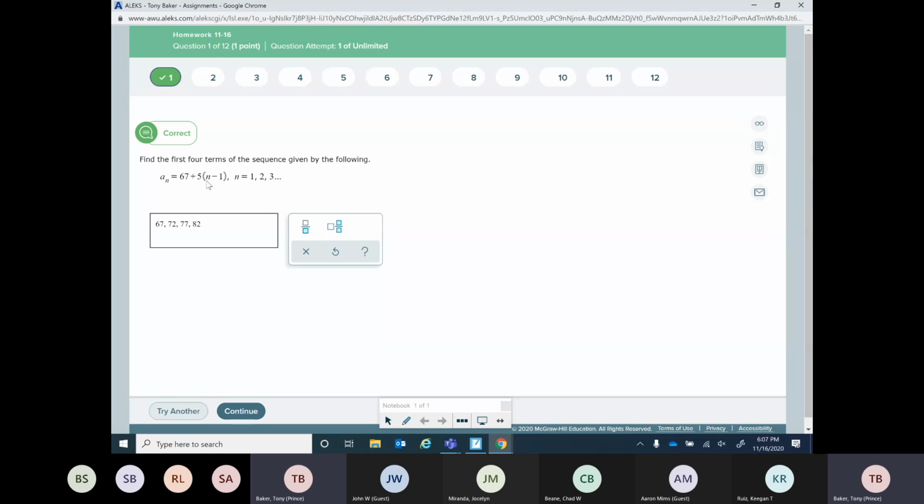So that's your starting number. That's your difference. Or if you think about it in terms of slope-intercept form of an equation, that's your y-intercept and that's your slope. These are arithmetic sequences because they're based on addition and subtraction. In a geometric series, the difference is multiplication.